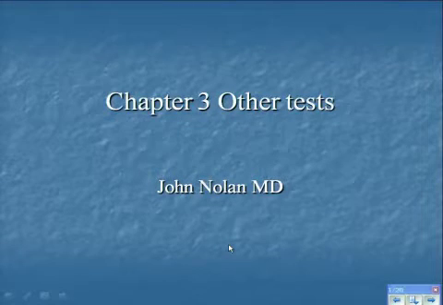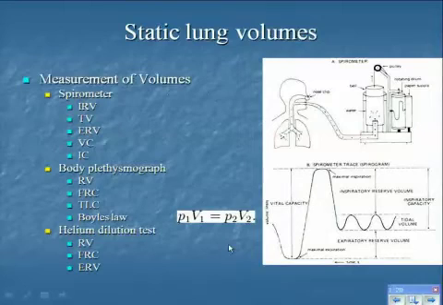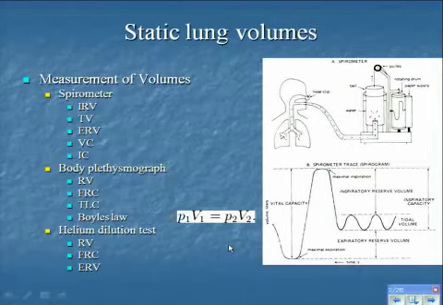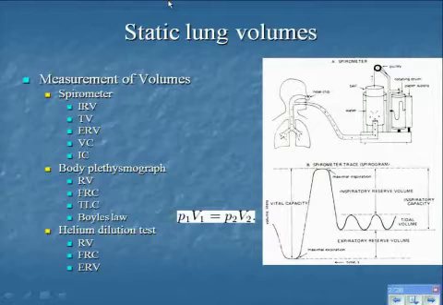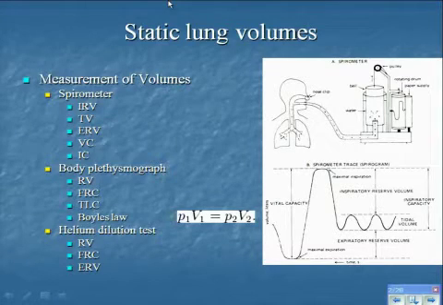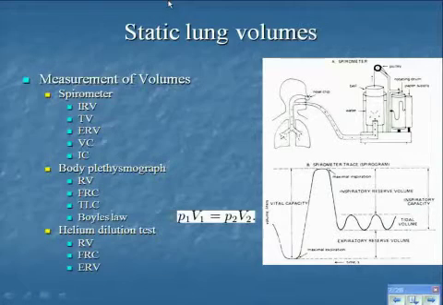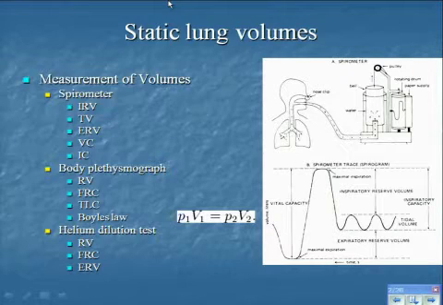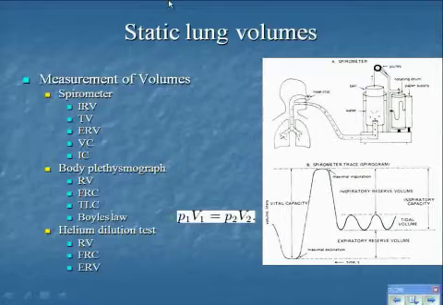Chapter 3 covers other tests that they have available. Of course, you have your static lung test. Okay. Static lung tests are things like your spirometer. Remember, a spirometer has limitations. It only measures what you actually are breathing, so it doesn't measure residual volume. Because it can't measure residual volume, you cannot obtain your FRC out of it. So that's not a good thing.